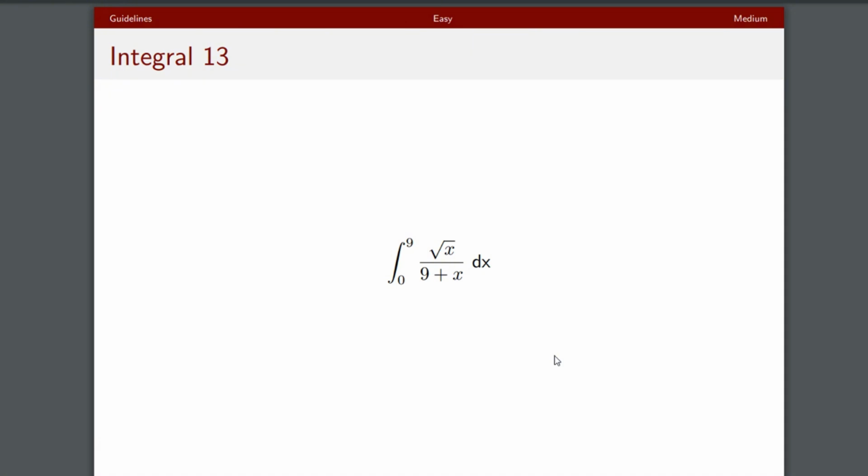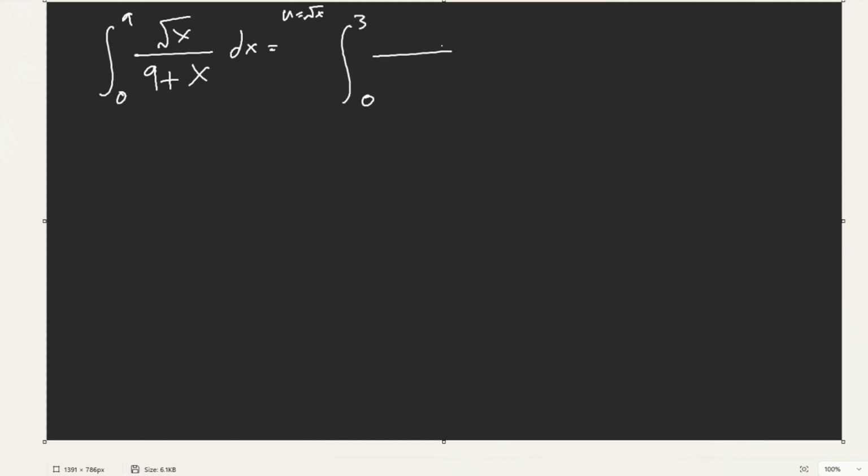Okay. Oh, it's one of these again. Alright, here we go. So we have from 0 to 9, 1 plus, this is 9, dx. Let u equal the square root of x. So now we have 2u squared over 9 plus u squared. This is now 3 plus 9, so minus 9.